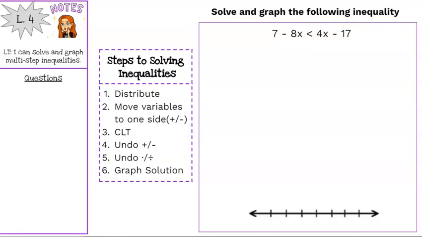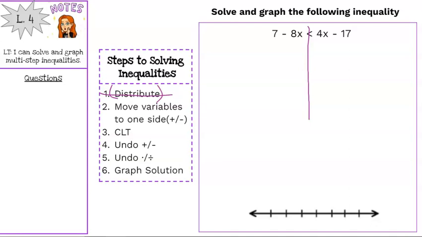The first step is always distribute. We still have to take care of those parentheses if we have them. In this problem, we don't have any parentheses, so we're crossing it off, we're moving on. Now, the second step is no longer combine like terms. It's move variables to one side. Because we can't combine things that are on opposite sides of the equal sign. So I can't just combine my x's anymore. I have to move them.